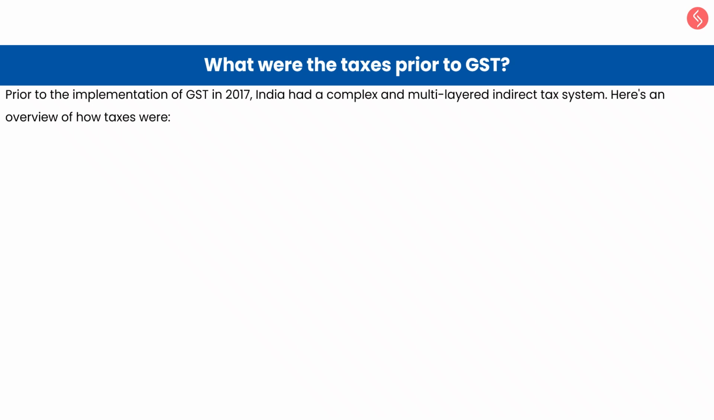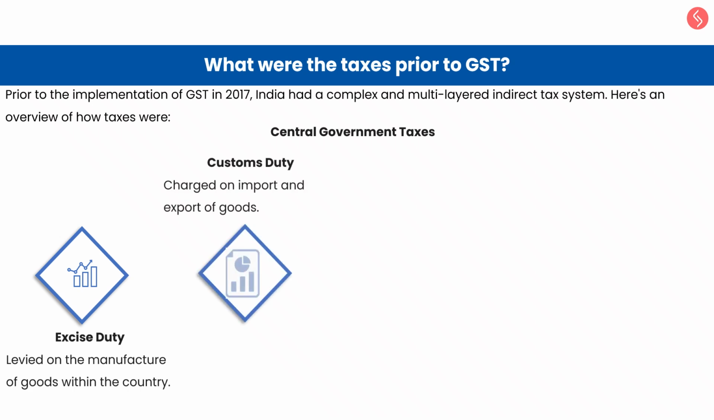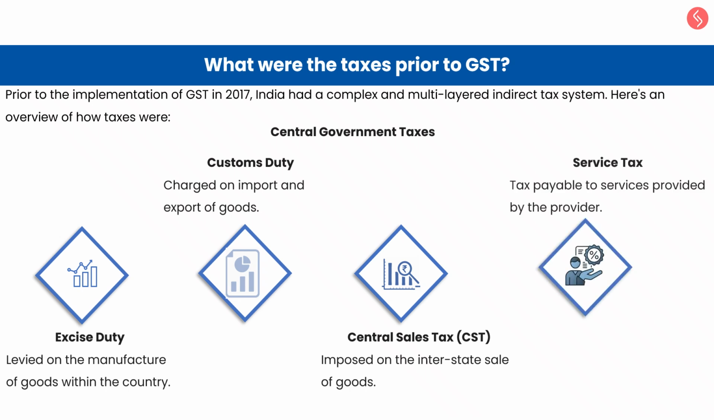Here is an overview of how taxes were. The central government taxes were excise duty, levied on the manufacture of goods within the country. Customs duty, charged on import and export of goods. Central sales tax, CST, imposed on the interstate sale of goods. Service tax, tax payable on services by the service provider.